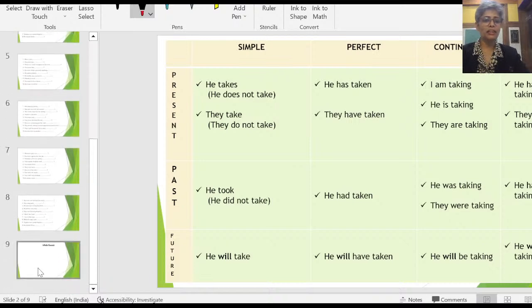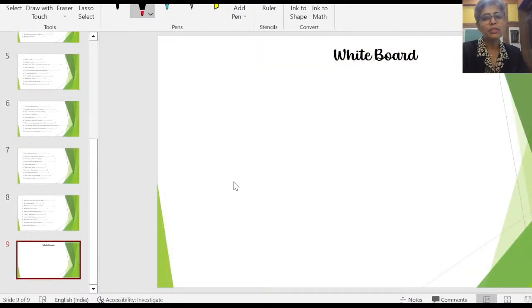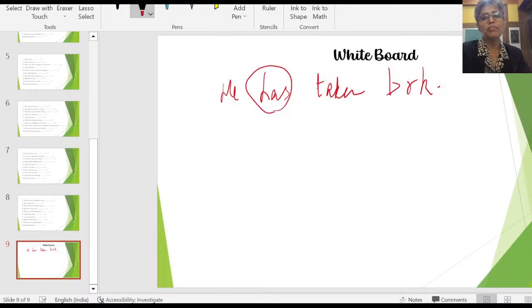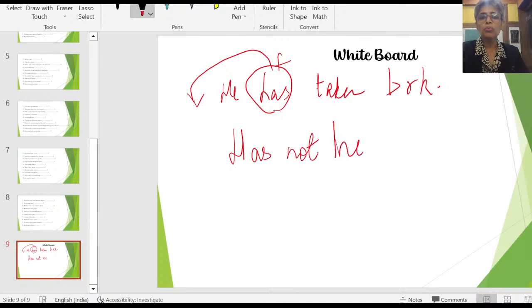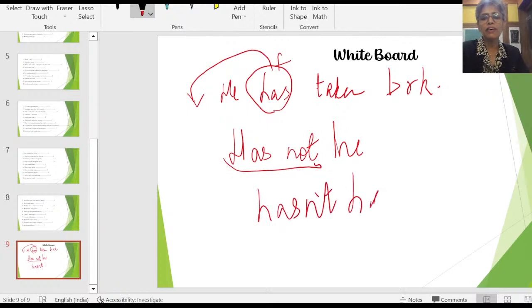I'll write it down on the board and I'll show it to you. So suppose the sentence says, he has taken breakfast. We will take this helping verb, take it before the subject, and make the question tag as has he. But there's a second thing that we need to do. We need to convert this positive helping verb into a negative. Has not he. So what is has not? Has not is hasn't. So the question tag finally is hasn't he. Got it?